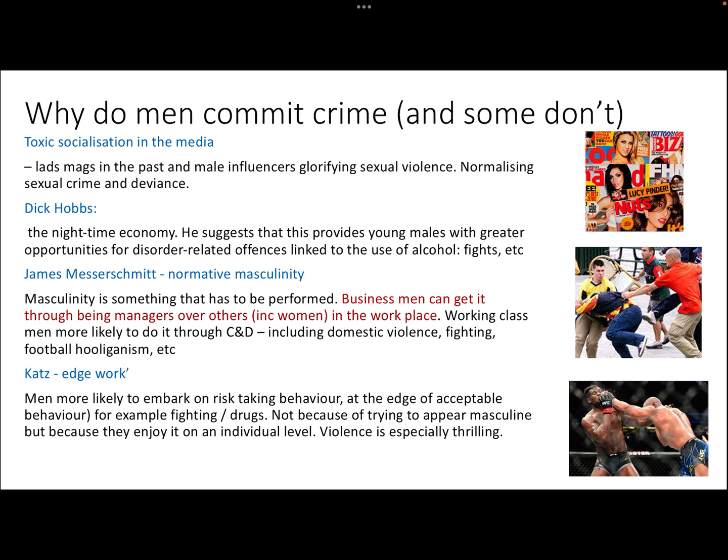Now, it is worth mentioning that middle class men can much more easily pay for legitimate outlets for edge work and risk taking, and they might pay for expensive adrenaline sports, whether that's like skydiving or kite skiing, for example, surfing, whatever. Whereas the working class are not going to be able to do that, so they will perhaps seek other ways to get that kind of edge work thrill, according to the postmodernist Katz.